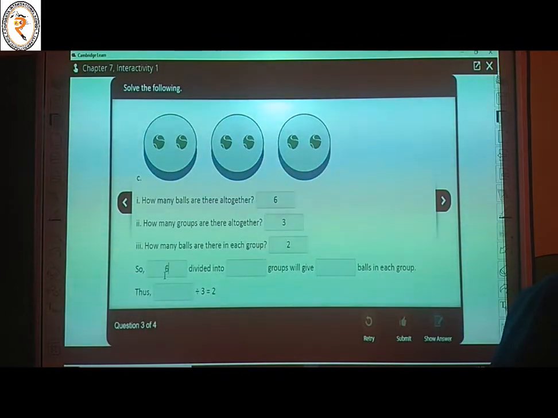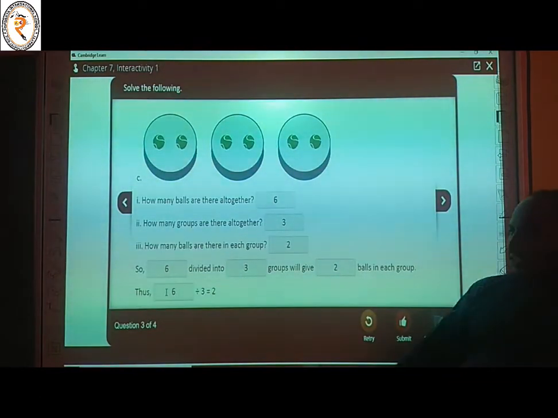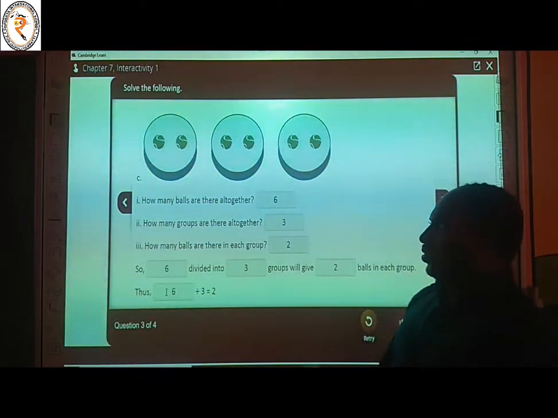So 6 divided into 3 groups will give 2 balls in each group. That means 6 divided by 3 is equal to 2.